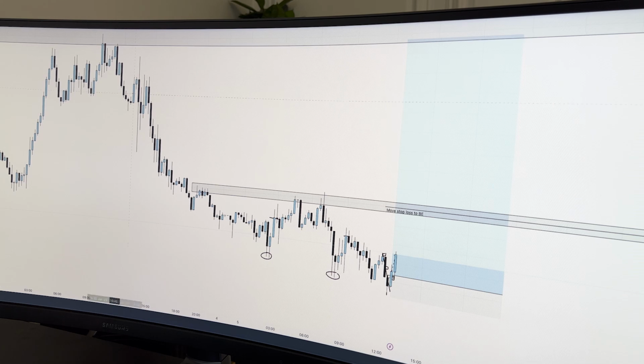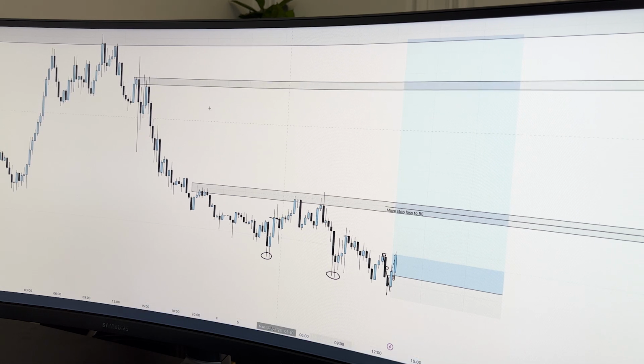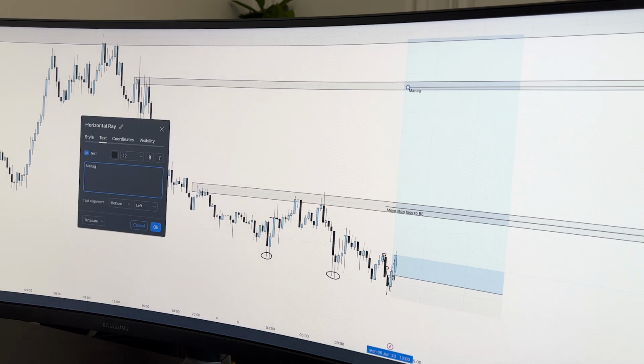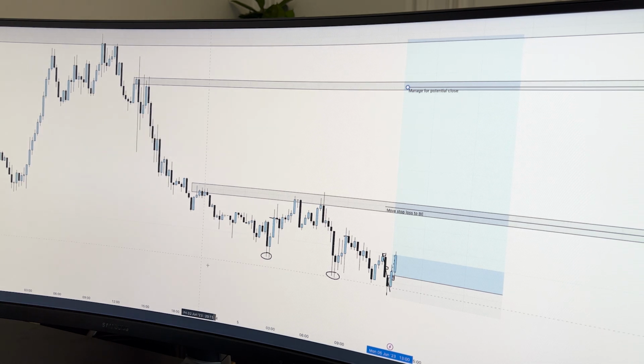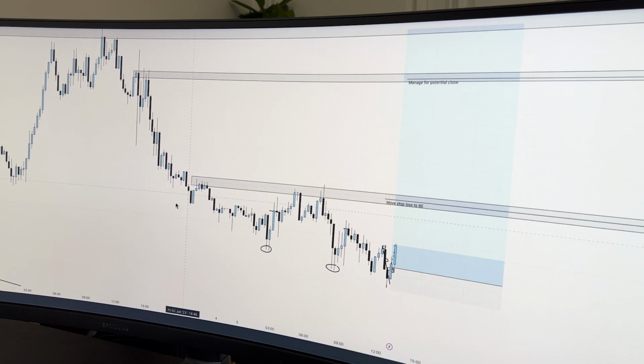Potentially up here as well, we have this strong level of resistance. So I'm going to put a note there as well to say that I will be managing for a potential close. Because at this level here, we are going to already be running at around a 1 to 8. So potentially it might just be the level that we want to close out at. But yeah, guys, that is NZDUSD.